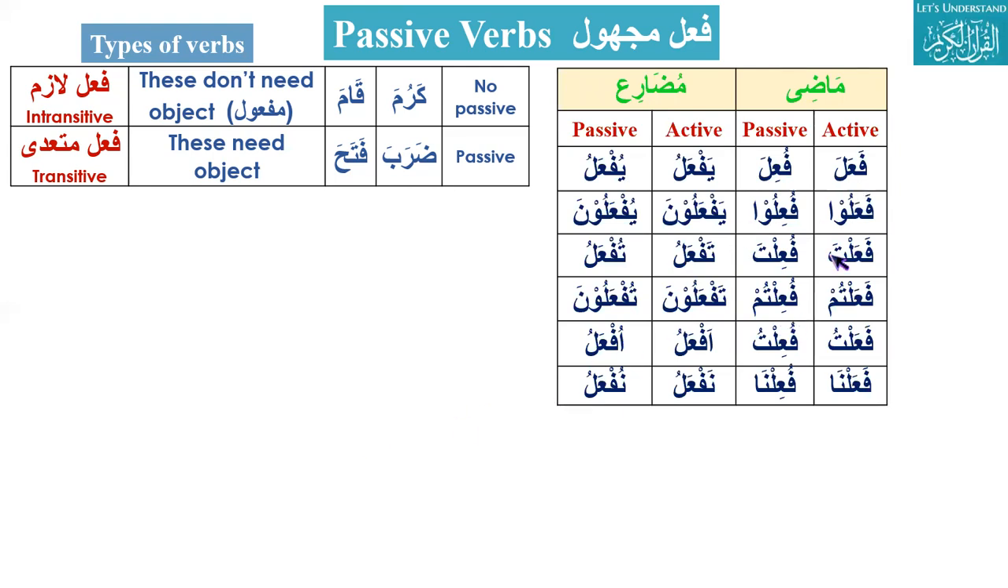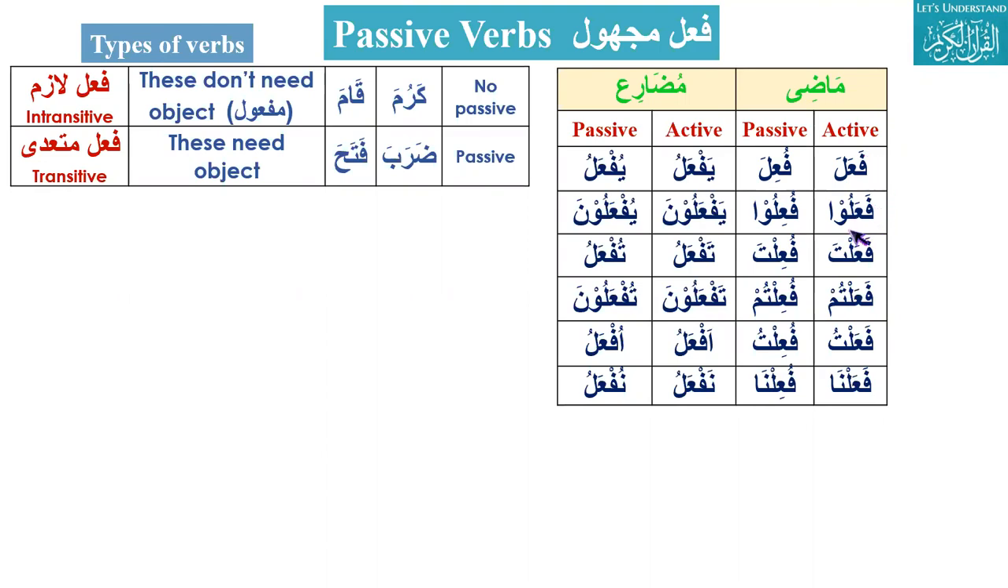Here in the active voice we have fa'ala, fa'alu, fa'alta, fa'altum, fa'altu, fa'alna. This is active. First, let's see how to make the passive verb from the active. If we take the active verb, the thing we always remember is that on the first letter of the verb we put a dhamma, and then we can make the passive verb. The passive verb for fa'ala will be fu'ila. Here the second letter's fatha is changed into kasra, and on the first we just put the dhamma.